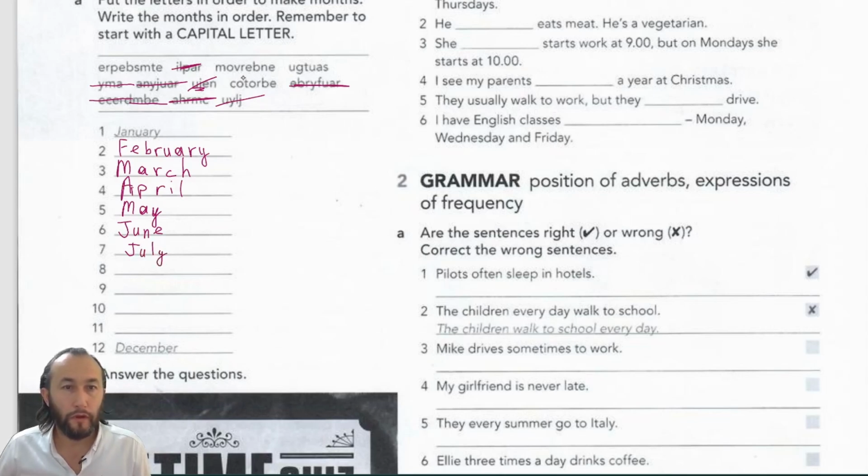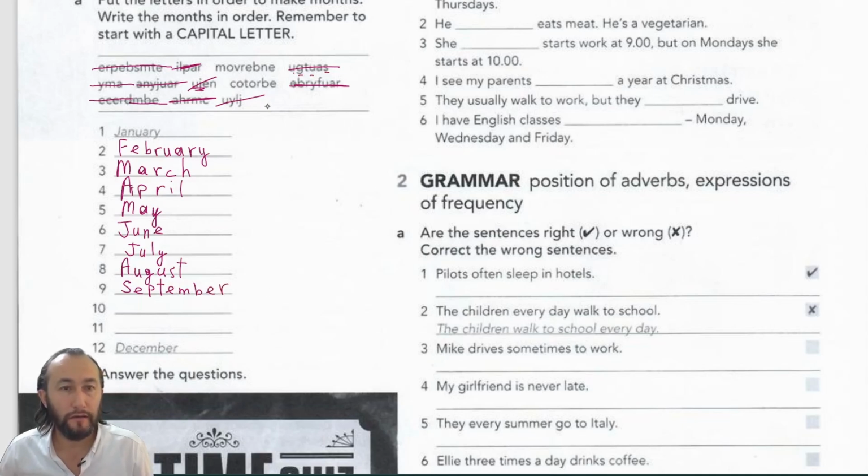Okay. Month 8, after July, August. So that must be the August. So we're going to start with A capital, and U, and then G, U again, S, T, and we're good. Now, number 9, the 9th month after August is September. So S, capital, E, P, T, E, M, B, E, R, September, right?